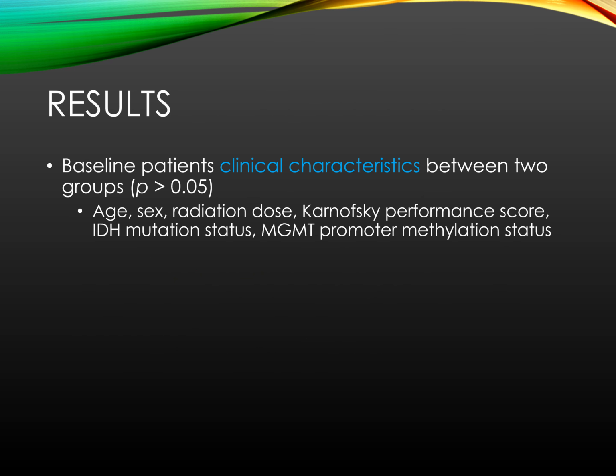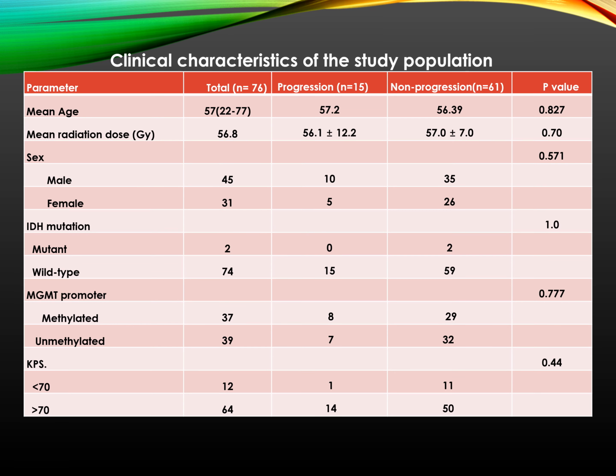Let me show you the results. This table shows clinical characteristics of the study population. Clinical information of the patients, including the age, sex, radiation dose, Karnofsky performance status score, IDH mutation status, and MGMT promoter methylation status, were not significantly different between the EP and NEP groups.